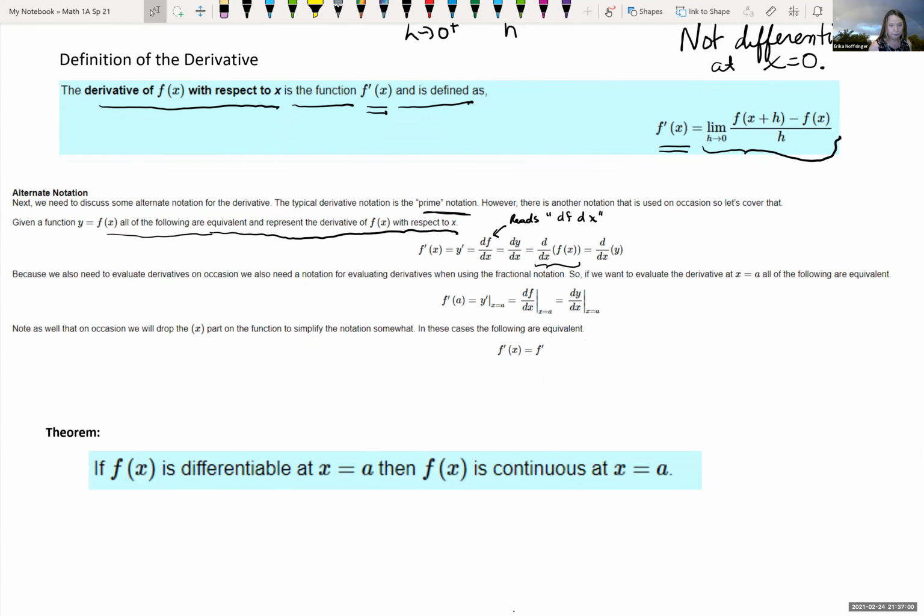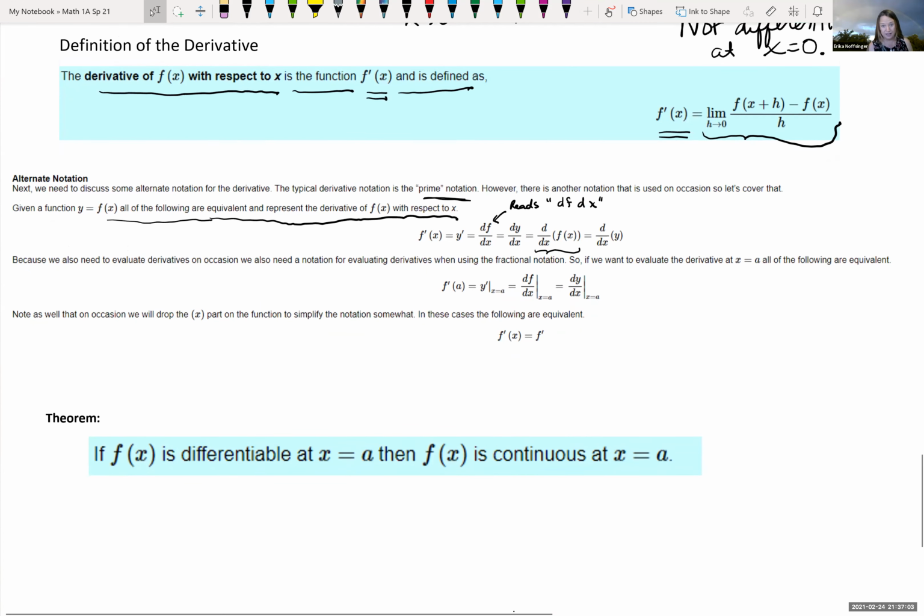We have a theorem that says, and I already stated this above, if f of x is differentiable at x equals a, so the derivative exists at x equals a, then it has to be continuous at x equals a. If we find a derivative exists there, then we know that it's continuous there. Again, the other way doesn't necessarily hold. If we find it's continuous at x equals a, it might not have the derivative there. We saw that with the absolute value function. It's continuous everywhere, but it's not differentiable at x equals 0.